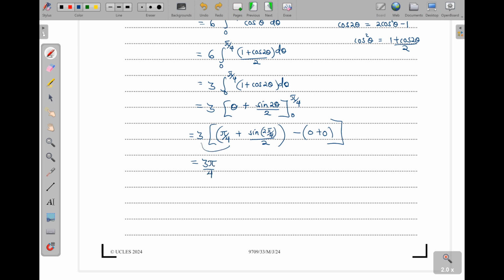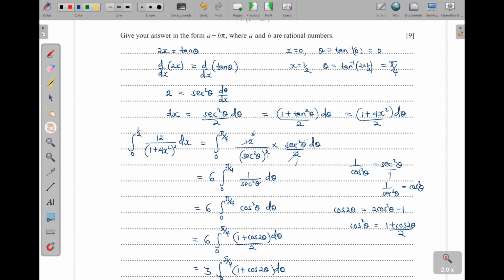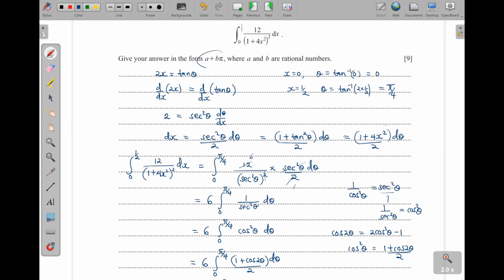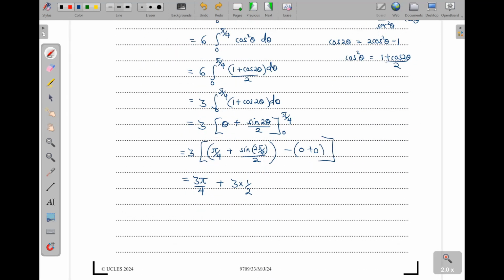And then 45 times 2, that is 90. Sine of 90 is 1. So we shall have this 3 here multiplying with a half. If we check the format they told us to express our answer in, it is here: A plus B pi. So that means our A is 3 over 2, then B is 3 over 4, then the pi here. So that is that.